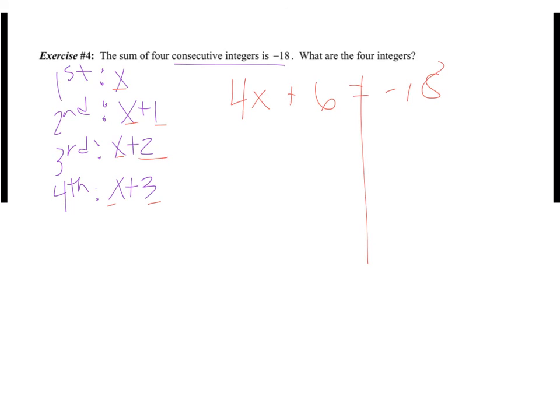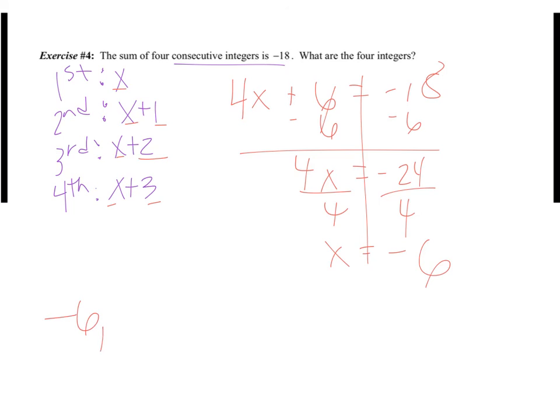And we're going to solve for x. Subtract 6 from each side. 4x equals negative 24. Divide by 4, and x equals negative 6. So if our first one is negative 6, then we have negative 6, negative 5, negative 4, negative 3.